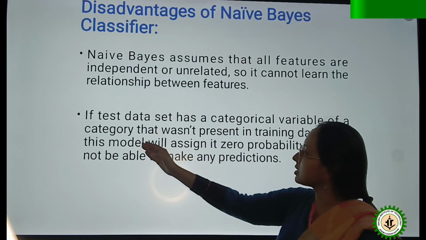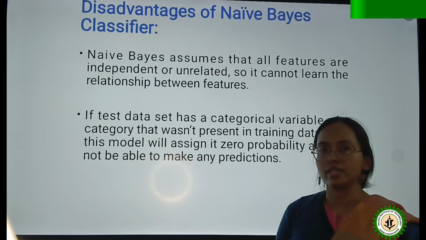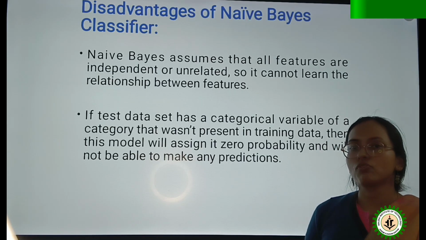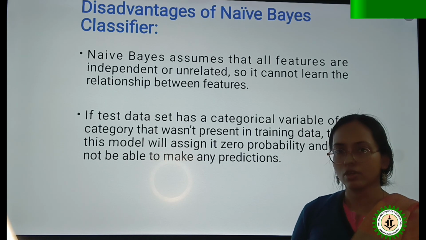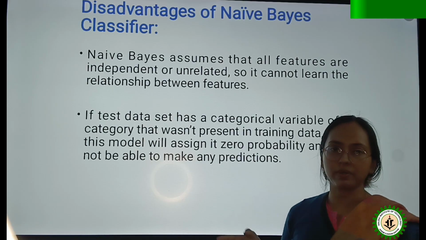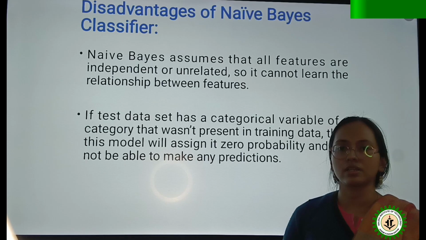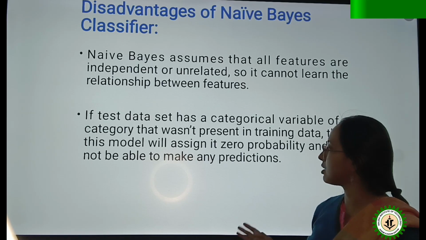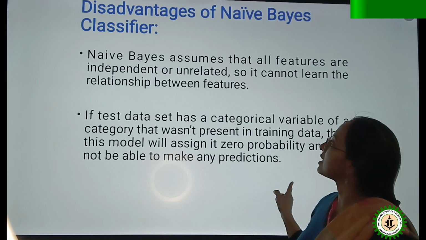Also, if a test data set has a categorical variable with a category that was not present in the training data set, what will happen? The entire probability of that particular record will come to 0, which should not be the case, and ultimately it will not be able to make any predictions. Probability becoming 0 means you are not able to decide which category it falls under, or the prediction will not be correct. So that is also a drawback of the naive Bayes classifier.